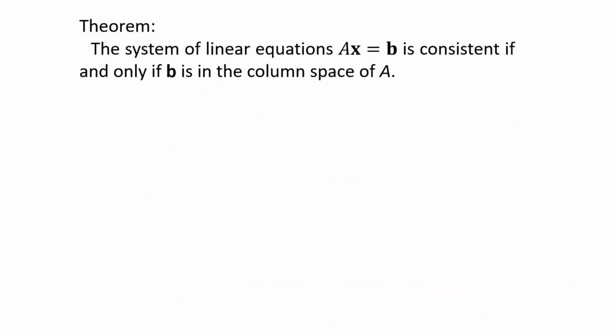Next, we have a theorem on the consistency of linear systems. The system of linear equations Ax equals b is consistent if and only if b is in the column space of A.